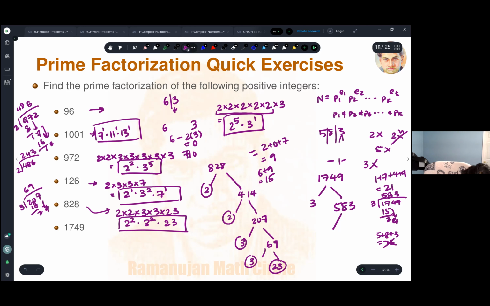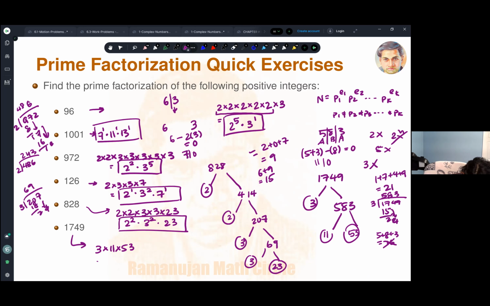So we're going to do A, B, A. So A group first, 5 plus 3 minus 8, B group, which is equal to 0. 0 is evidently divisible by 11. So 11 is one of the prime factors. And then the other one, when you divide it, is 53. And 53 is also prime. So this one was relatively straightforward based on some simple division. So you get 3 times 11 times 53. And if you write it in prime factorization, it's 3 to the power 1 times 11 to the power 1 times 53 to the power 1.